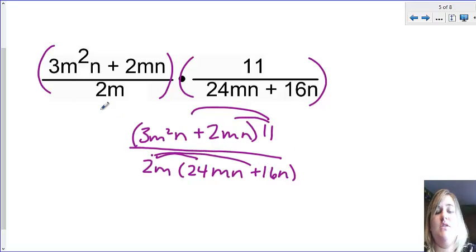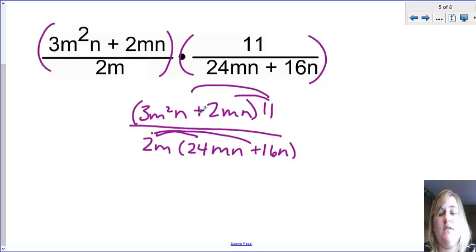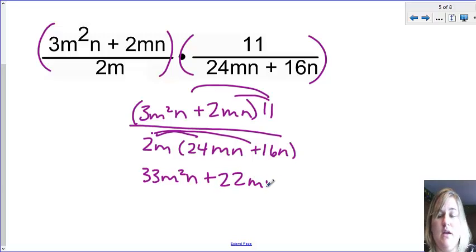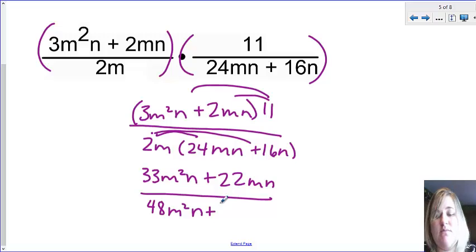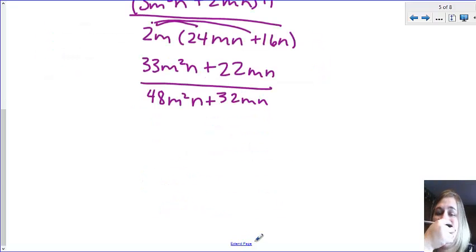So when I do this, I get 11 times that 3m squared n, which gives me 33m squared n, plus when I distribute this one I get 22mn. Over on the bottom, when I distribute 2m times 24mn, I'm going to get 48. M times m is m squared n, plus 2 times 16 gives me 32, and then I have mn. I can simplify this further because I can factor out of both of these to simplify.